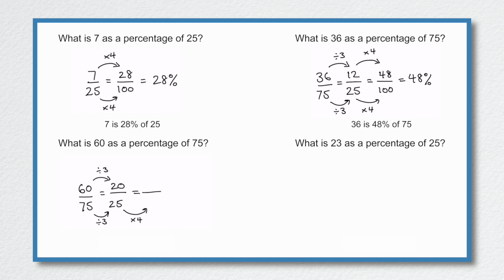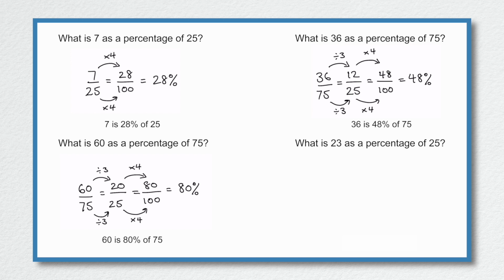And if I multiply 25 by 4, I get 100. I therefore have to multiply the numerator, which is 20, by 4, and I end up with 80. So we then have a fraction of 80 over 100, which of course is 80%. So 60 is 80% of 75.